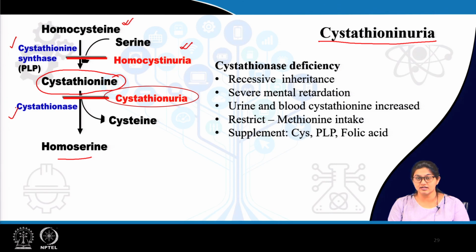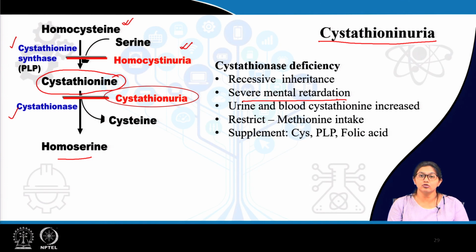So, cystathioninuria is related to cystathionase enzyme deficiency. Once again, it is a recessive pattern inheritance manifested as severe mental retardation. What you will get is increased concentration of cystathionine in urine and blood.